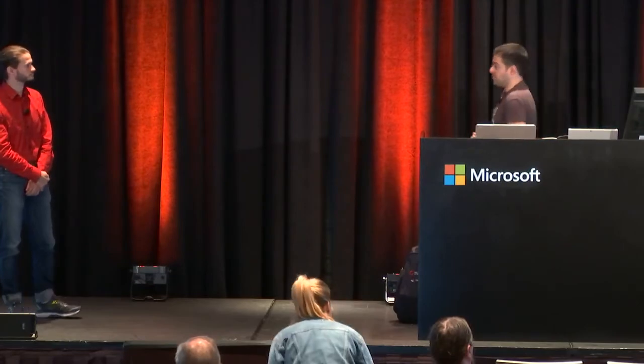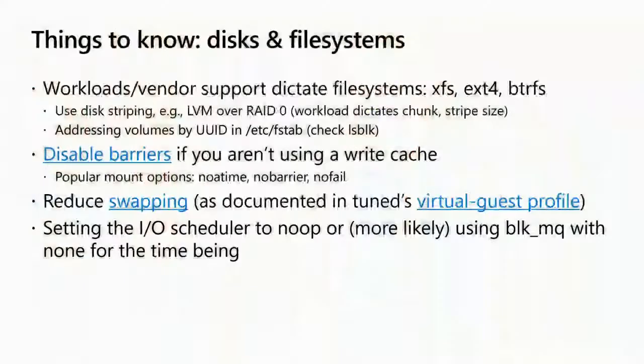Disabling file system barriers is another interesting setup that we see in the wild, especially if you are not using a write cache, which again, as in the case of Cassandra, is the example. There are a number of popular mount options as well that we see that are related to performance. Reducing swappiness, so we're going to talk about tuned in just a second, as well as the I/O setting.